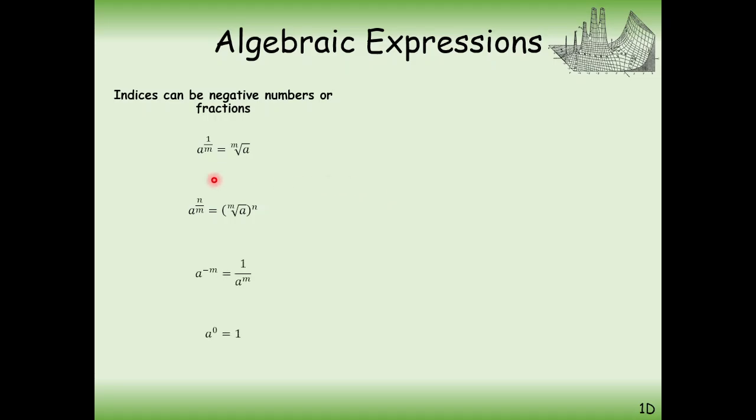These are the four laws of indices. a to the power 1/m equals the mth root of a. Here, instead of cube root or square root, we have m, and we need to write it like that. And a to the power n/m expands like this. And a to the power minus m is equal to 1 by a to the power m. This is common. a to the power 0 equals 1. We already know all this. Here we need to apply these laws of indices for negative numbers or fractions.